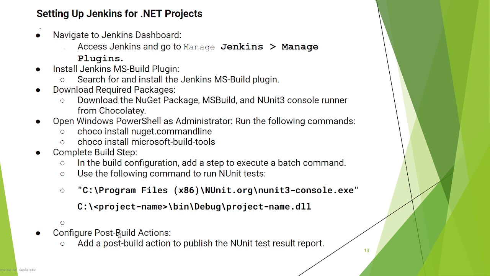Now once you have completed the execution of the project, you can configure the post build section to publish your reports, like the NUnit test result report. To do that, you need to go to the Jenkins plugin section and install the NUnit test report plugin to make sure you can see the test results. Okay, just do that.